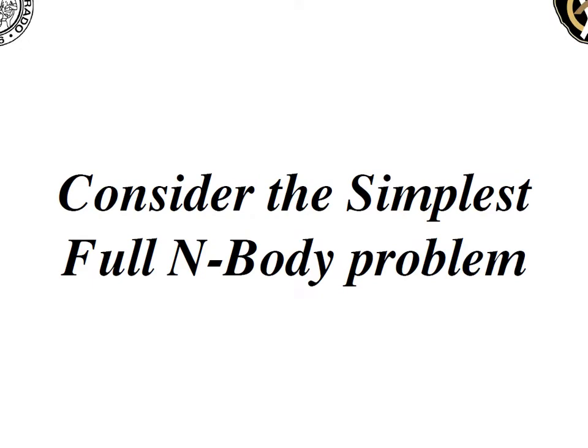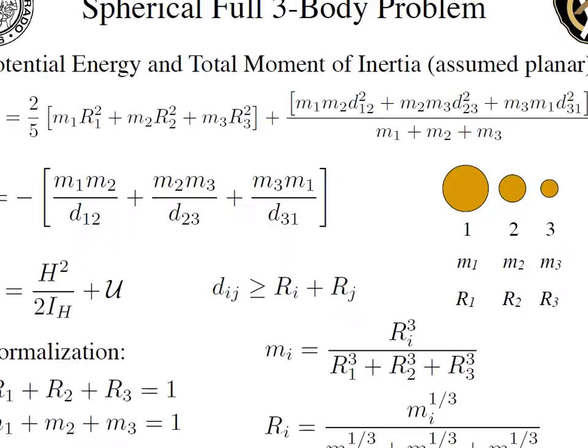Now, in previous work, we've actually studied the problem of two ellipsoids resting and interacting with each other. What we're doing in this work is trying to push our way up to multiple bodies. And the easiest place to start is also the simplest, if you will, n-body problem with finite density. And that would be the spherical full three-body problem.